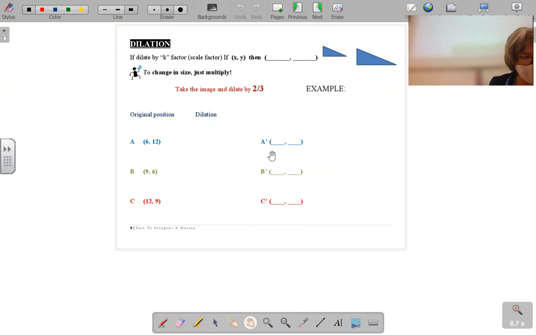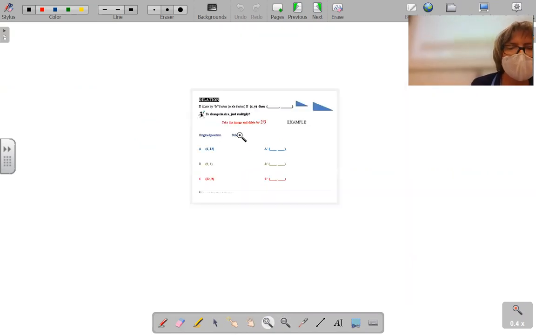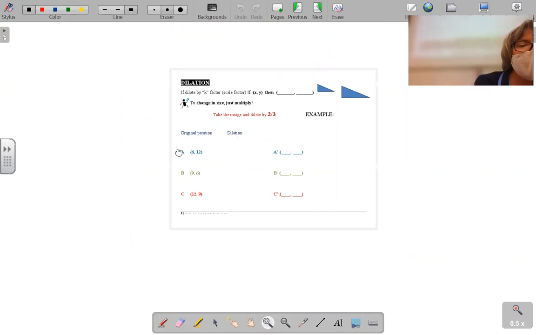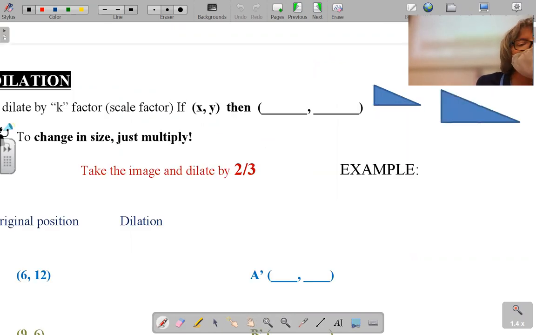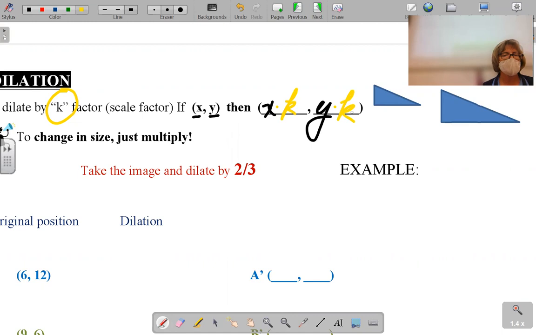All right. So what that means, we'll do just one together, and then I'm going to cut you loose. Right here, something called a scale factor. That is the number used to enlarge or shrink things. If we dilate by K, you take your coordinates X and Y, and all you do literally is you times by the scale factor. To change in size, you multiply.